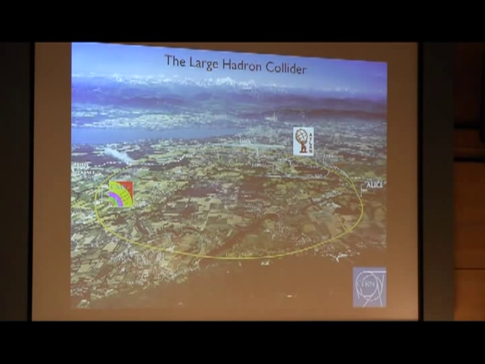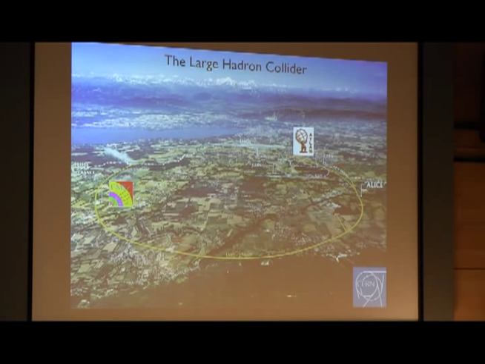So this is a sort of a map of the LHC. This yellow ring is the beam tunnel. That's where the protons circulate. It's about 100 meters underground. It's 27 kilometers in circumference. And this white dashed line is the border between France and Switzerland. So it goes in two countries, under lots of farmland and under some small towns.